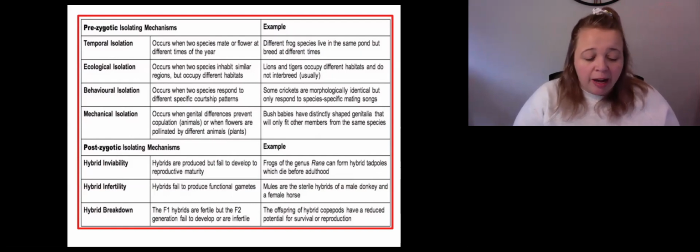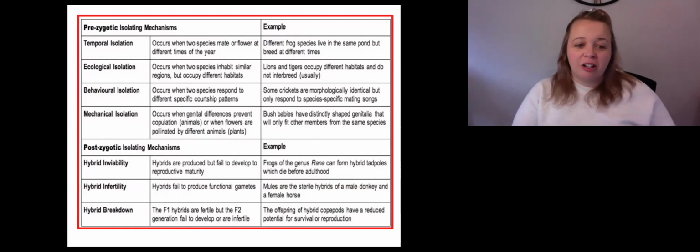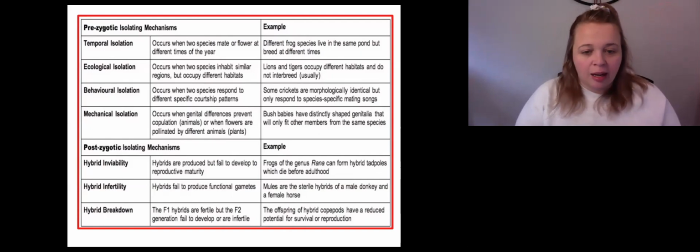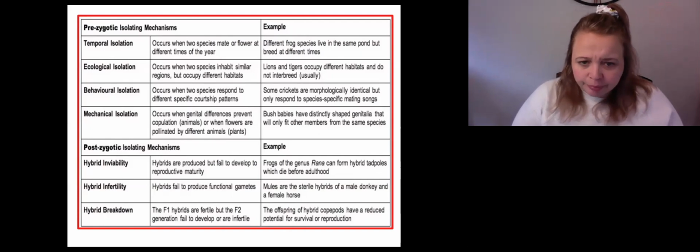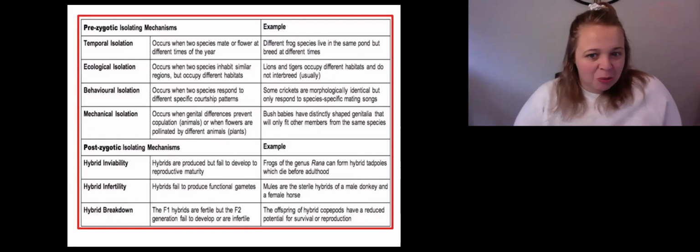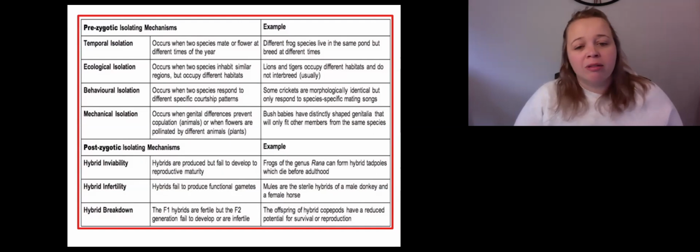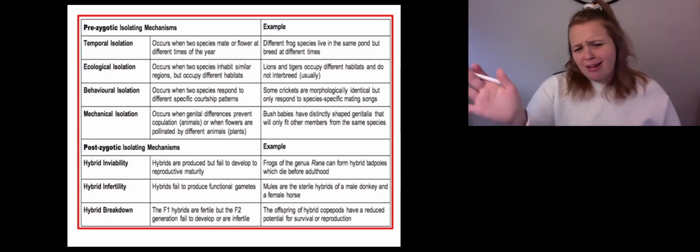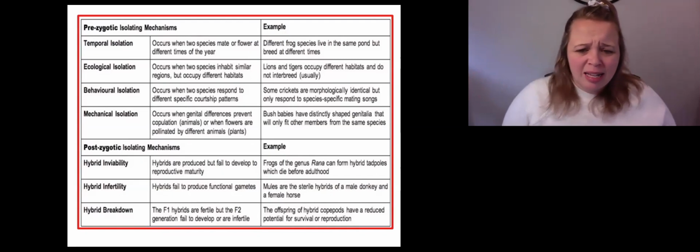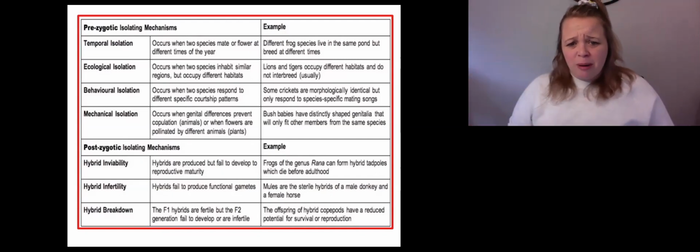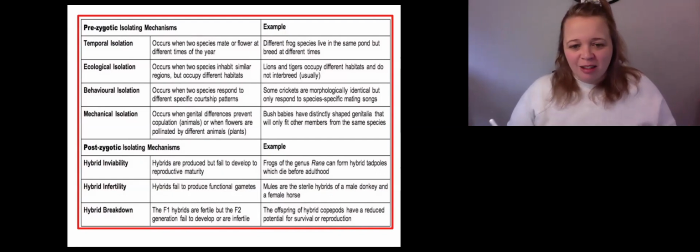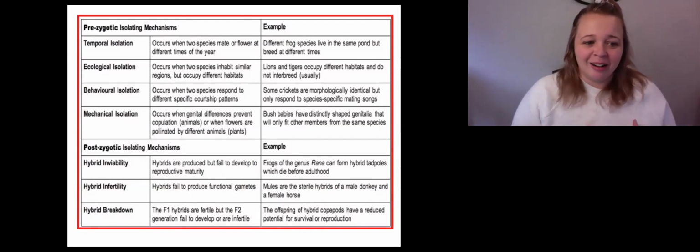The next one is behavioral isolation. This one you see a lot in birds, and they've got an example here to do with crickets. Birds and crickets have very specific courtship rituals. They're pretty cool, but if you don't get the song right or the dance right, then all of a sudden someone's going to be like, no, I ain't mating with you. That's not happening. I'm not having your babies. You didn't dance right. So behavioral isolation is another way to become reproductively isolated.